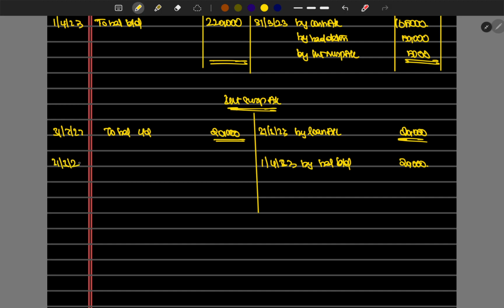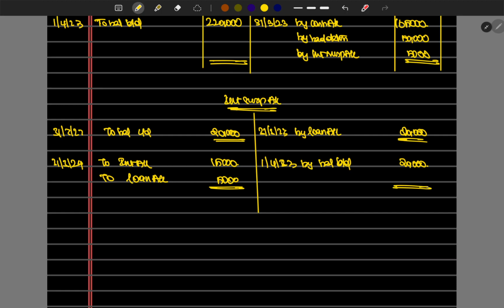31/3/24, to interest we received rupees 15,000, right? And then for the amount which we have not received, we have put it under loan account. We have reversed the loan account, which is 5,000. That's it.